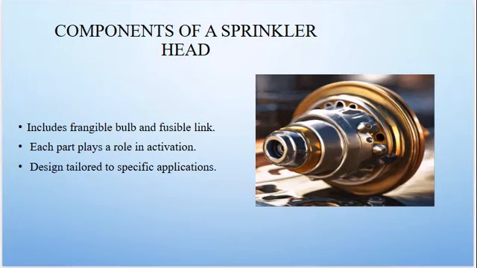Components of a sprinkler head. A typical sprinkler head includes a frangible bulb and a fusible link as critical components. Each part plays a specific role in activating the sprinkler system during a fire.